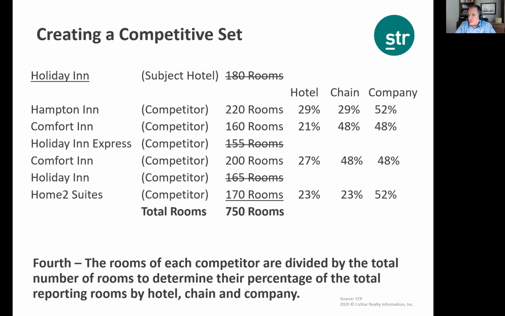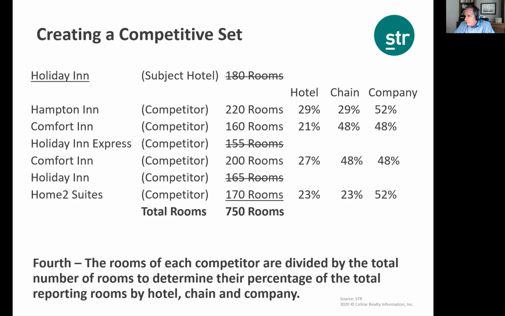Next step, we do it by chain. Now notice there were 2 Comfort Inns in our comp set. So we add those together and let's check the percentages by chain. We have 29 and then 48 for the Comfort Inn. Now, good news is that's not above the 50, so we're still okay. And then we go to 23, we're still okay.